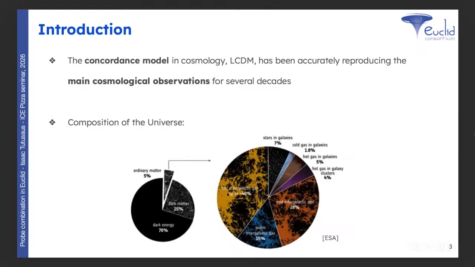So we know that the standard model in cosmology is what we call lambda CDM, so basically a cosmological constant and cold dark matter. And the reason for that is because this model has been able to reproduce the main cosmological observations for a few decades already, which is quite impressive. Now in this model, we know that roughly 70% is dark energy, 25% is dark matter, and only 5% is the standard matter that we know that we have here on Earth, that can be distributed depending on whether we have cold intergalactic gas or stars or different types of intergalactic gas, warm, hot.